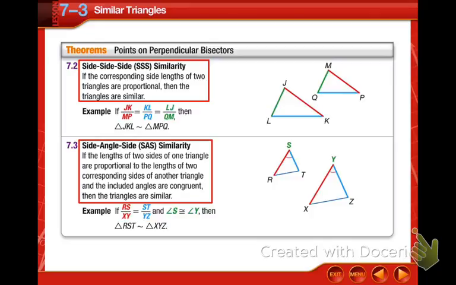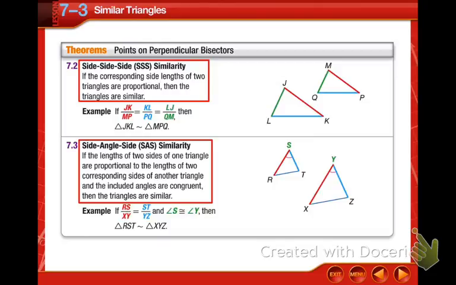Here are the other two types of similarity: side-side-side similarity and side-angle-side similarity. So now we're not looking at congruent sides, we're looking at proportional sides. So for side-side-side, if the corresponding side lengths of two triangles are proportional, then the triangles are similar. And side-angle-side, same idea with the sides, they need to be proportional, the angles need to be congruent.